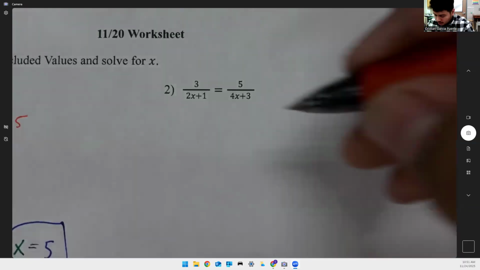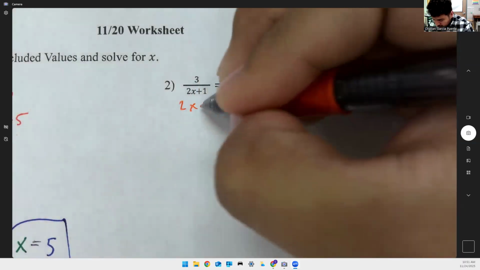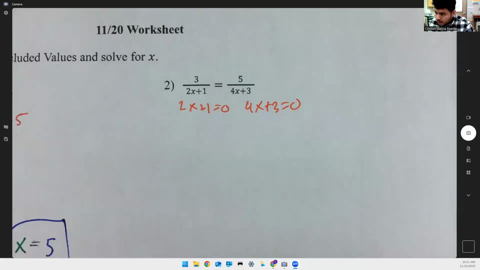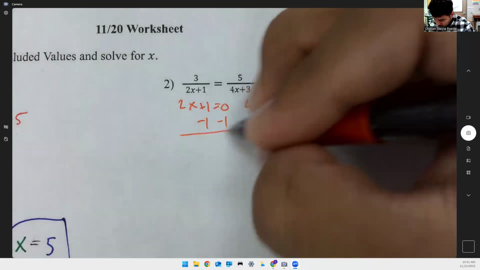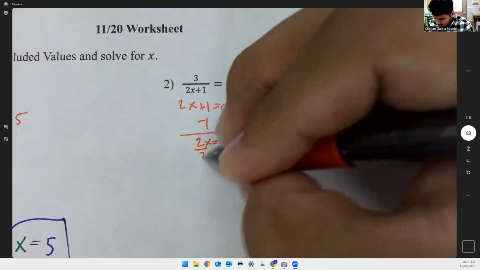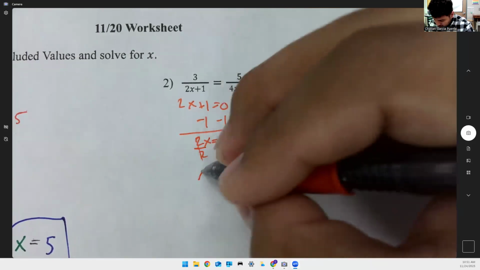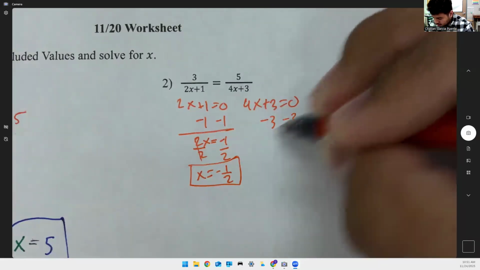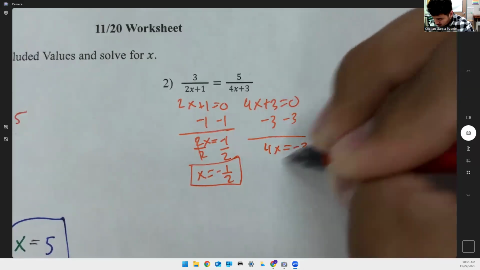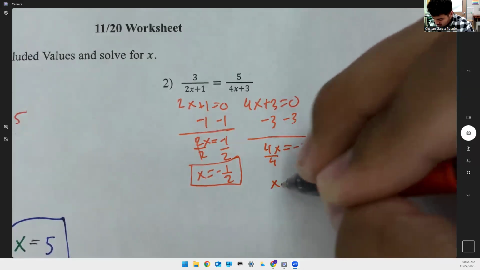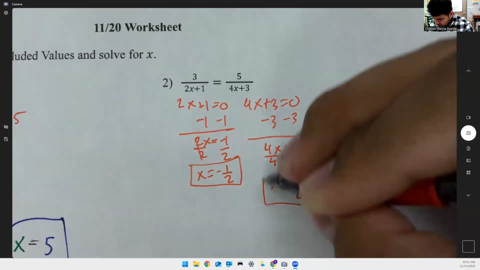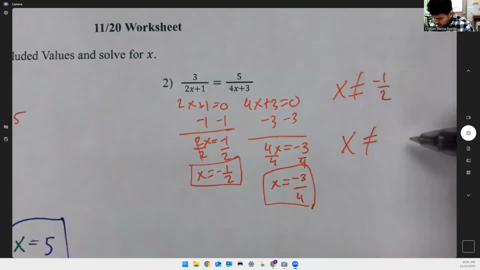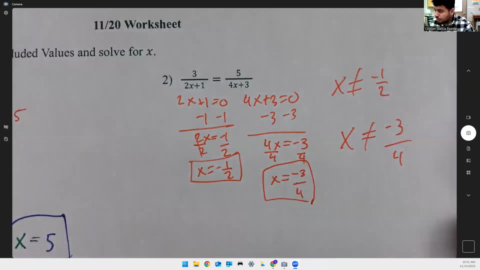So here we go. So again, you do the denominators equal to 0. So 2x plus 1 equals 0. And then 4x plus 3 is equal to 0. So over here, subtract 1, get rid of the 1 first. So -1. So you have 2x is equal to -1. And then divide both sides by 2. So you get x is equal to -1/2. And on the right side, do the same. So subtract 3 on both sides, you get 4x is equal to -3. Divide both sides by 4. So x is equal to -3/4. So x cannot be -1/2, and x cannot be -3/4.